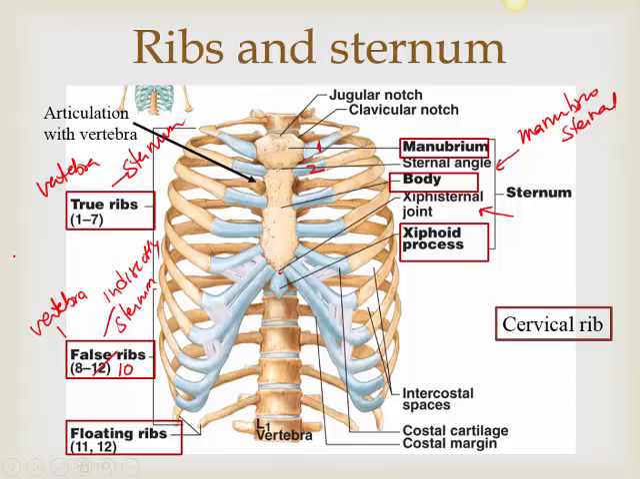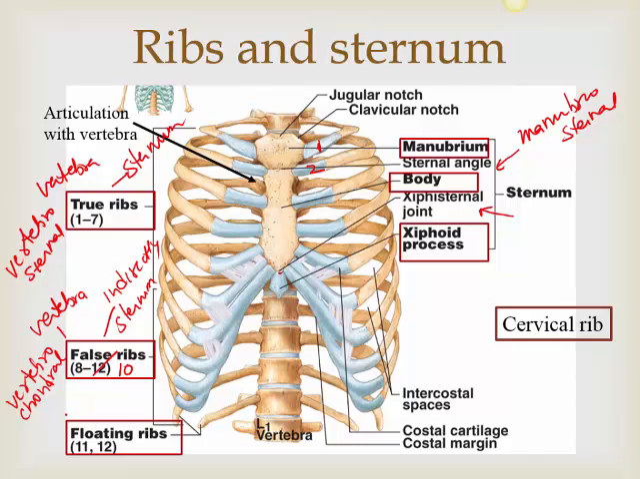This is the reason true ribs are often known as vertebrosternal ribs, because vertebra to sternum. False ribs are called vertebrochondral ribs. Vertebra to costal cartilage, chondra for cartilage. Vertebrochondral ribs.